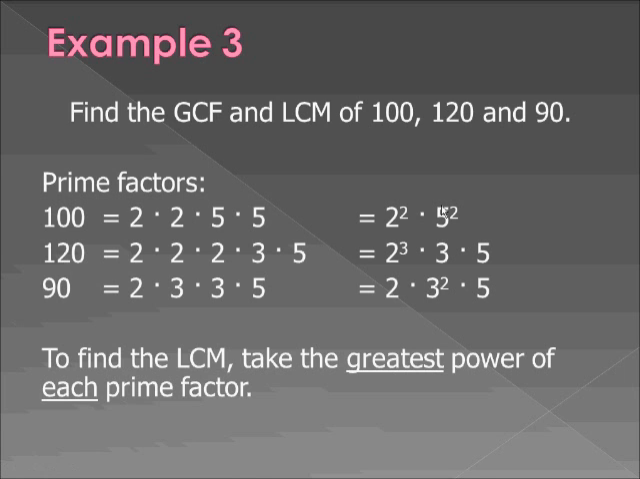So our greatest power of each prime factor is, for 2, cubed. For 3, squared. And for 5, squared. So our answer is 2 cubed times 3 squared times 5 squared, which multiplied together gives you 1800.